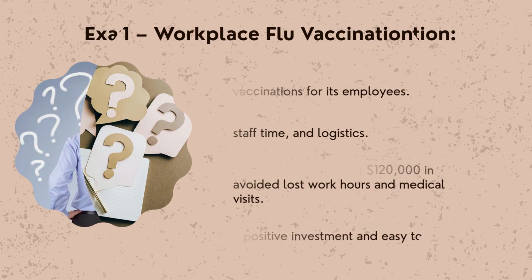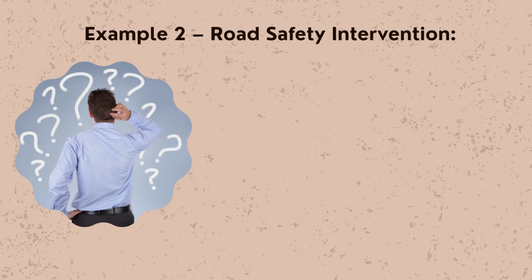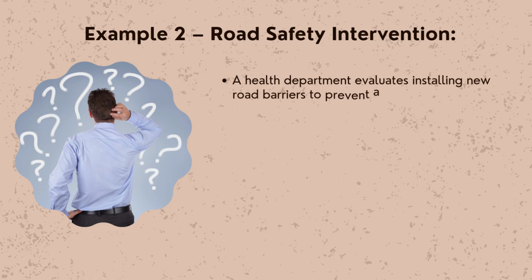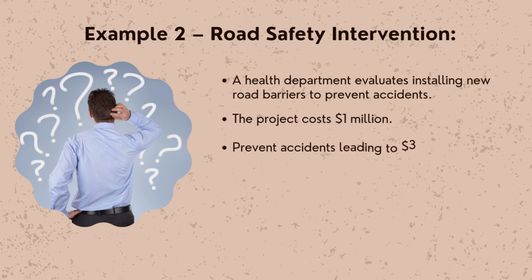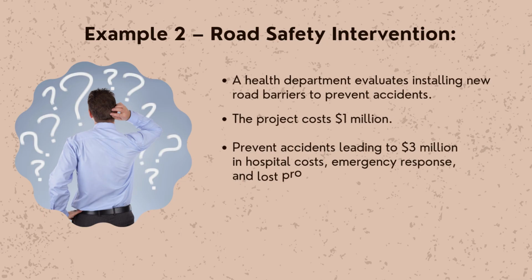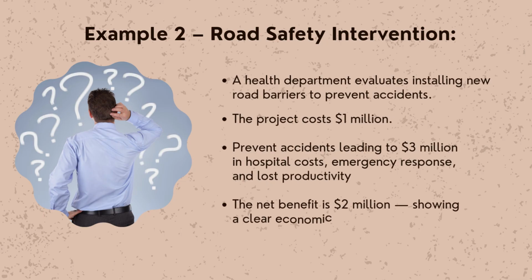Another example, this time about a road safety intervention. A health department evaluates installing new road barriers to prevent accidents. The project costs $1 million. If this intervention is expected to prevent accidents leading to $3 million in hospital costs, emergency response, and lost productivity, the net benefit is $2 million, showing a clear economic case for implementation.